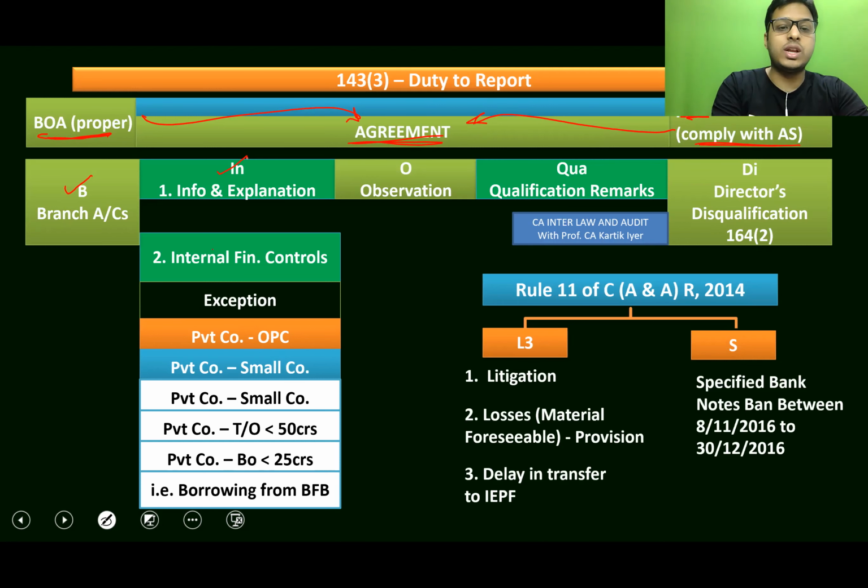The auditor has to report on the internal financial controls in the company. But here some exceptions are there. Regarding these companies, the auditor need not report on the internal financial controls. Remember, the auditor will definitely check the internal financial controls, but he need not report for these companies. For which companies? Private companies which are in the nature of a one-person company. Private companies which are in the nature of a small company.